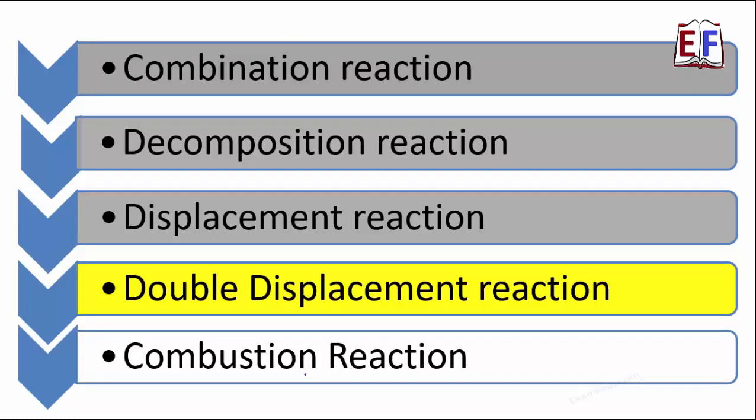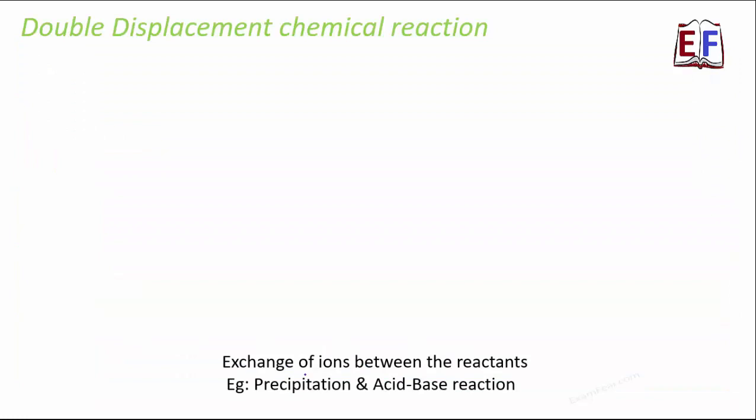Let's now talk about the fourth type of reaction, that is double displacement reaction. Now what happens in a double displacement? Here, one element is kicking out another one from its position, and the other element is also kicking out the first one from its position. So in fact, two elements are exchanging their positions in their respective compounds. So that is called double displacement.